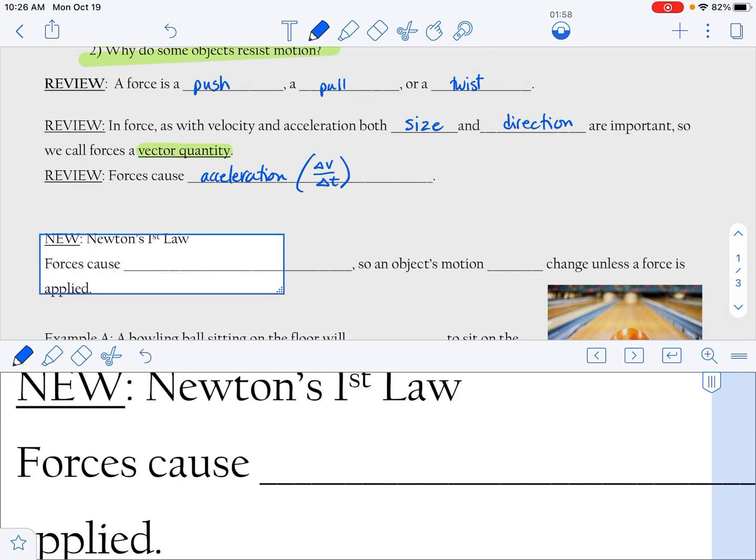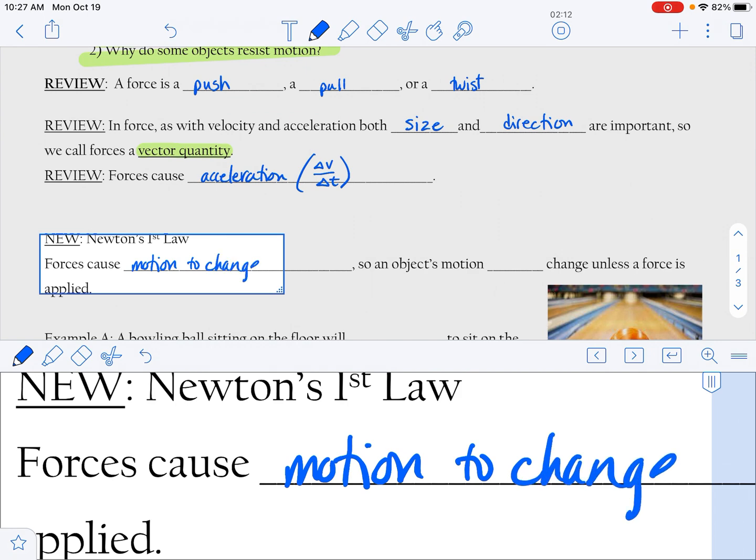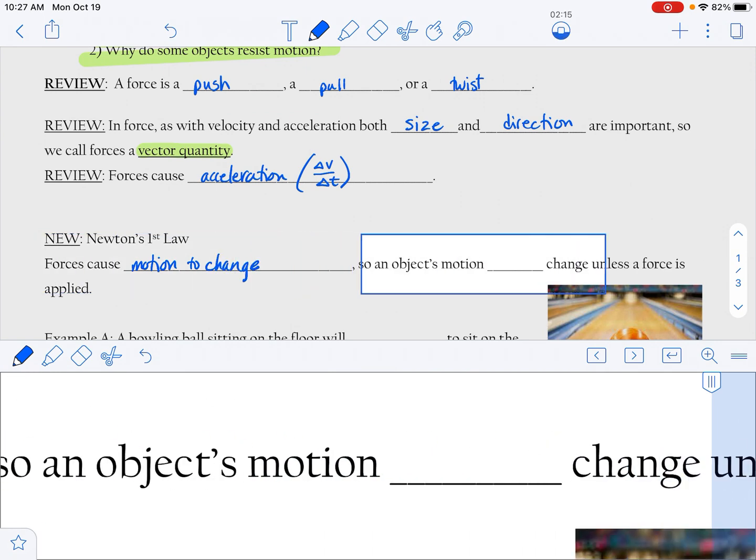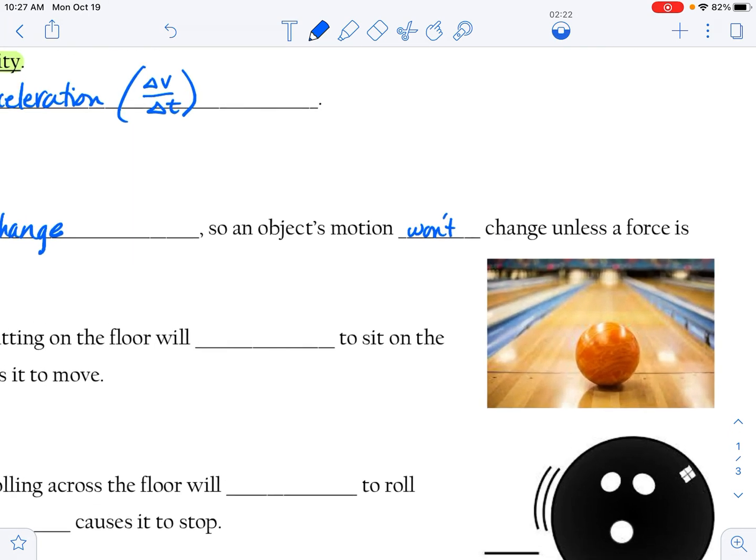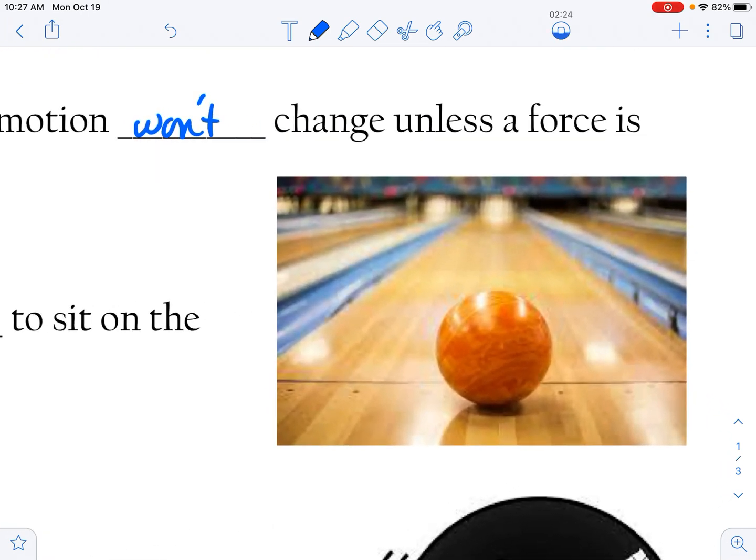So Newton's first law has two parts. The first part is that force can cause motion to change. We just said that because that's what acceleration means. All right. So an object's motion is not going to change unless a force is applied. So here's the example we're going to look at. Example A, this bowling ball is just sitting on this bowling lane. It's not going to spontaneously roll down the lane all by itself, right? You're going to have to do something to it.